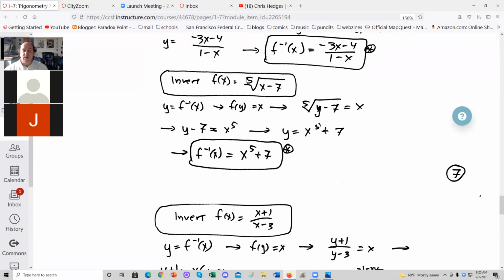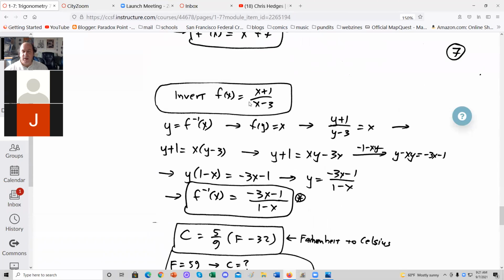Here, to invert the 5th root of x minus 7, we start off with the 5th root of y minus 7 is x. Take 5th powers, y minus 7 equals x to the 5th. Add 7, y equals x to the 5th plus 7. And that is the function inverse to this.